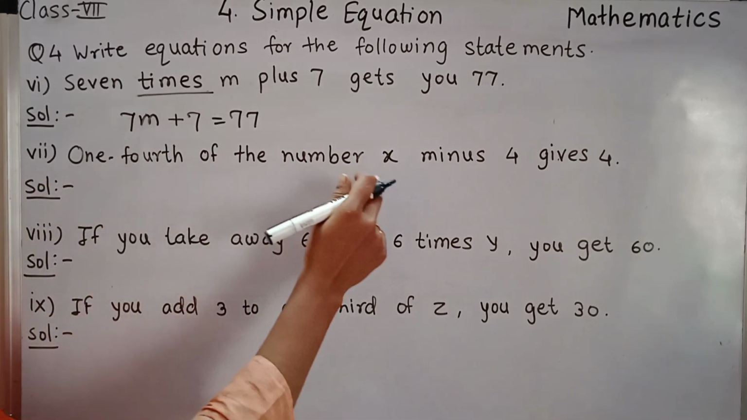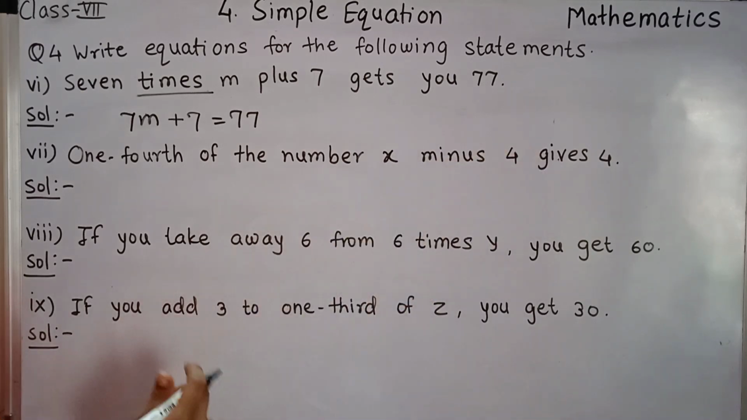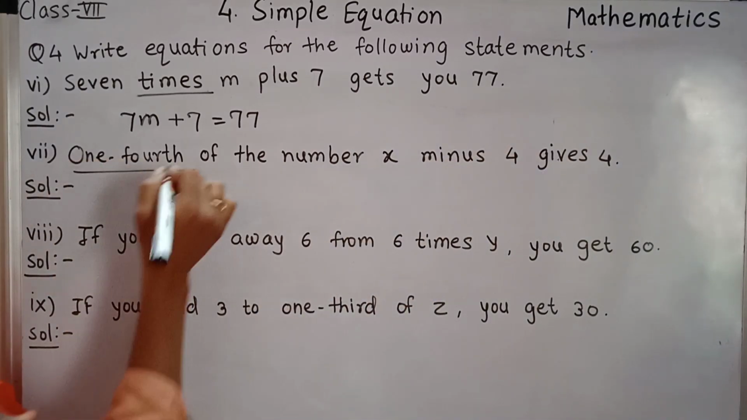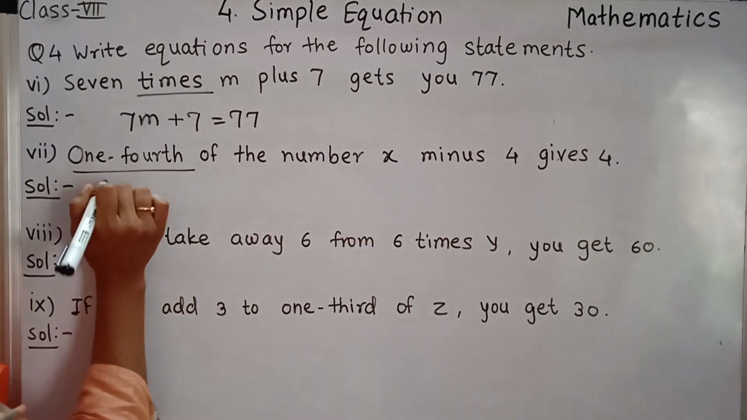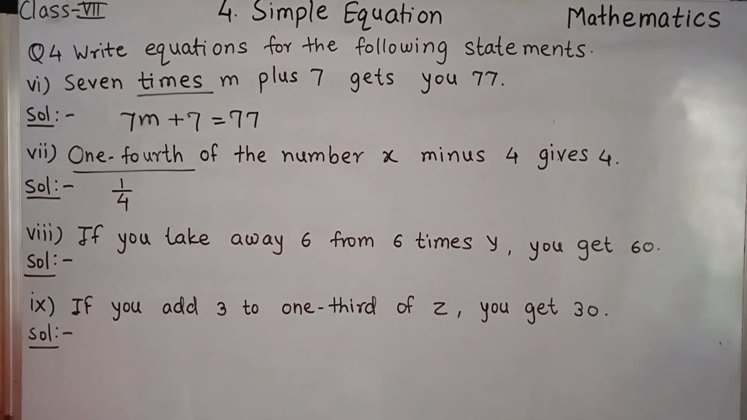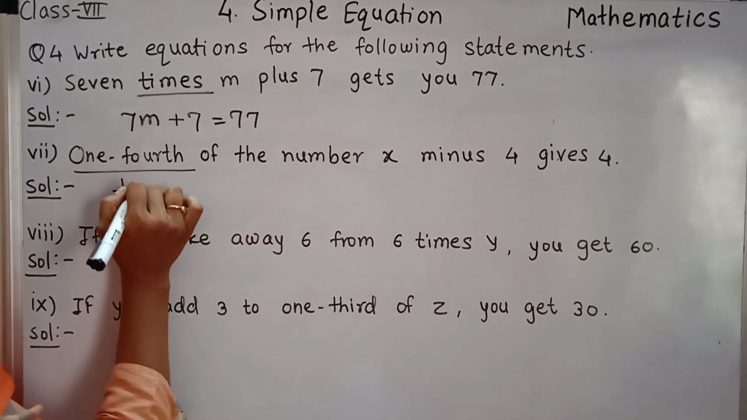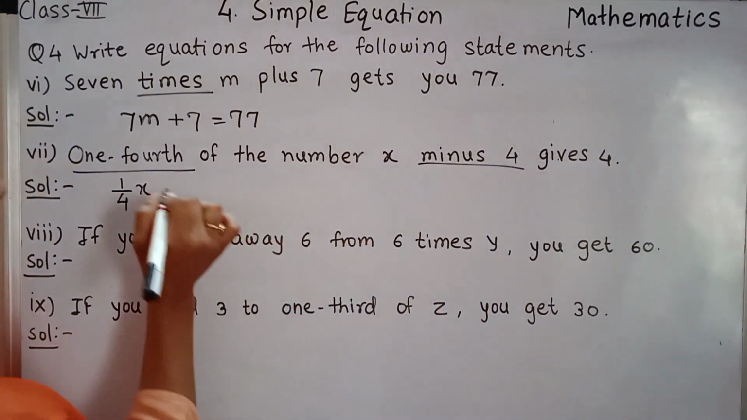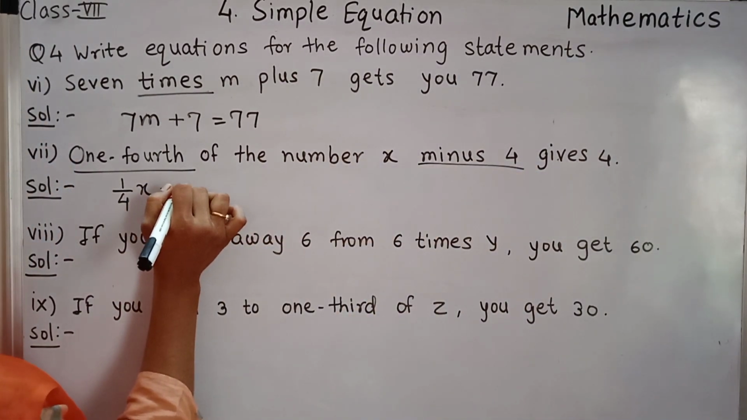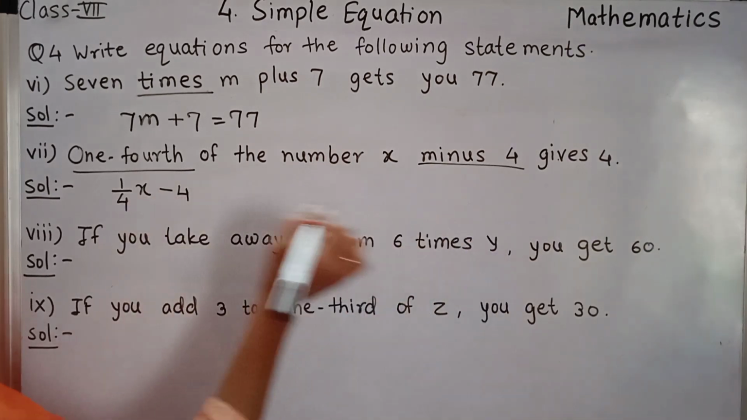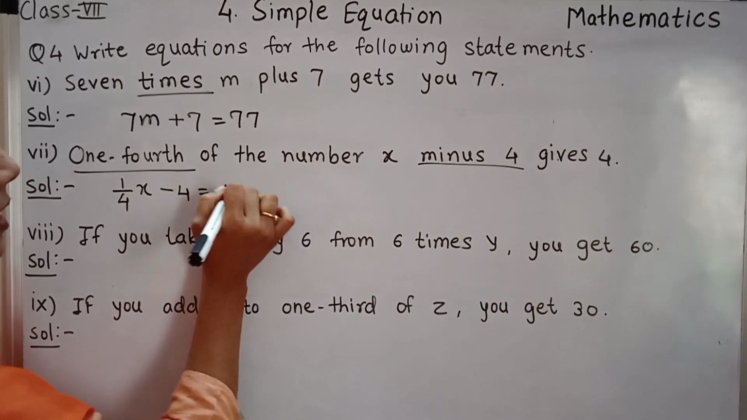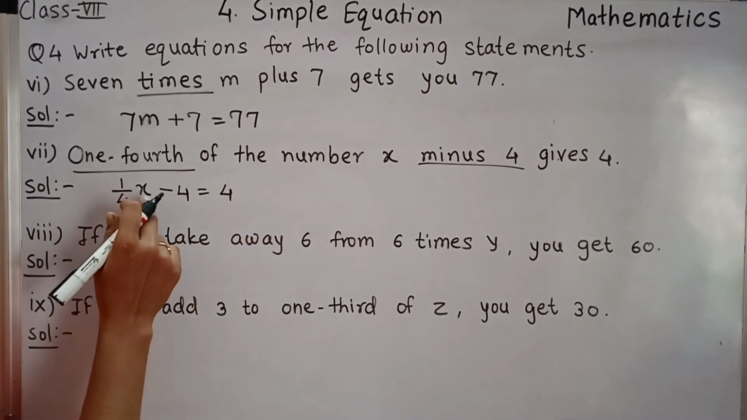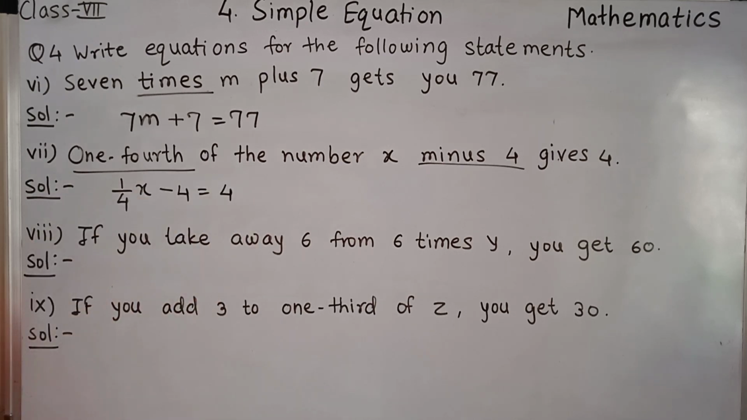1/4 of the number x minus 4 gives 4. So what is meant by 1/4? It is 1 part out of 4 parts of the number x. So this will be 1/4 of x minus 4. We should take the subtraction. So minus 4 gives you means the final answer is 4. So 1/4 of x minus 4 equal to 4. And this is the equation.